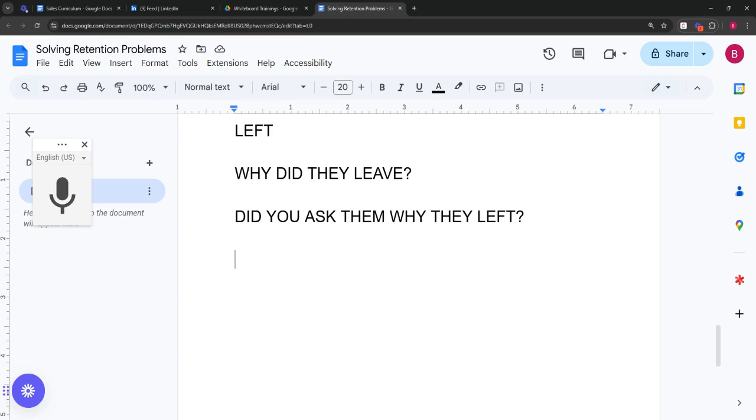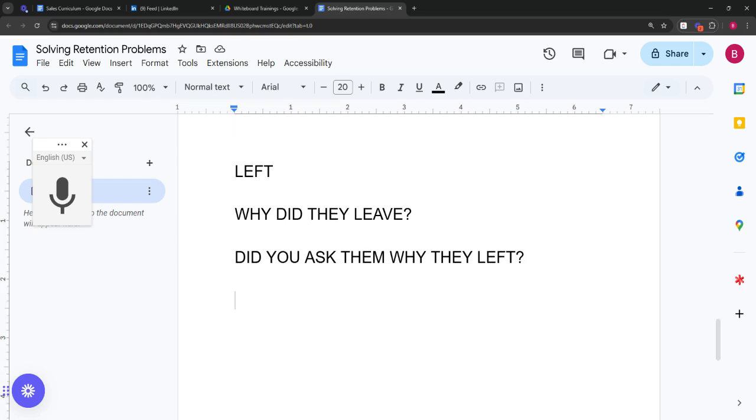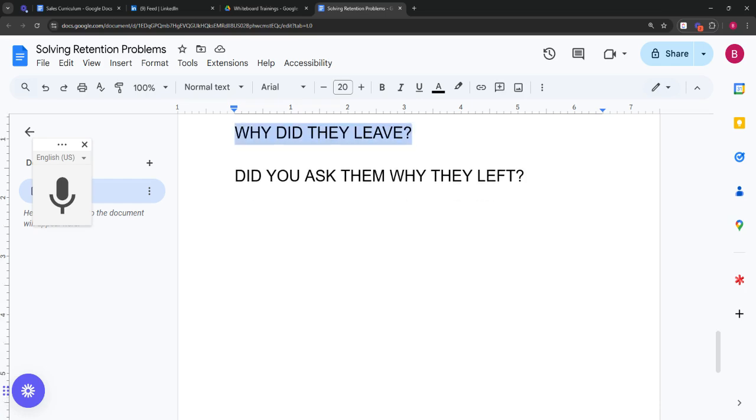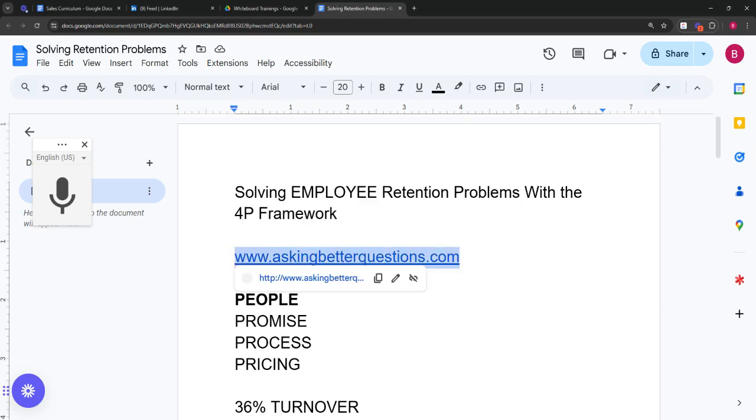Did they leave for money? We need to look at, are we fairly compensating our employees, right? They leave because of a toxic boss. Maybe we need to evaluate our leaders. But if we don't ask them, we don't know. Sometimes it could be as simple as the commute was just too far. You could lose good people for a lot of reasons, but you won't know unless you ask. That's why the book is called Asking Better Questions.